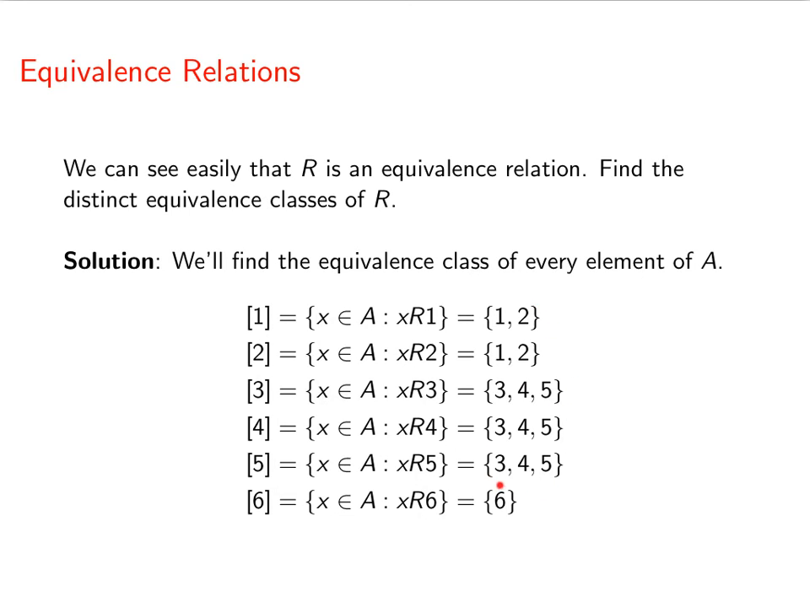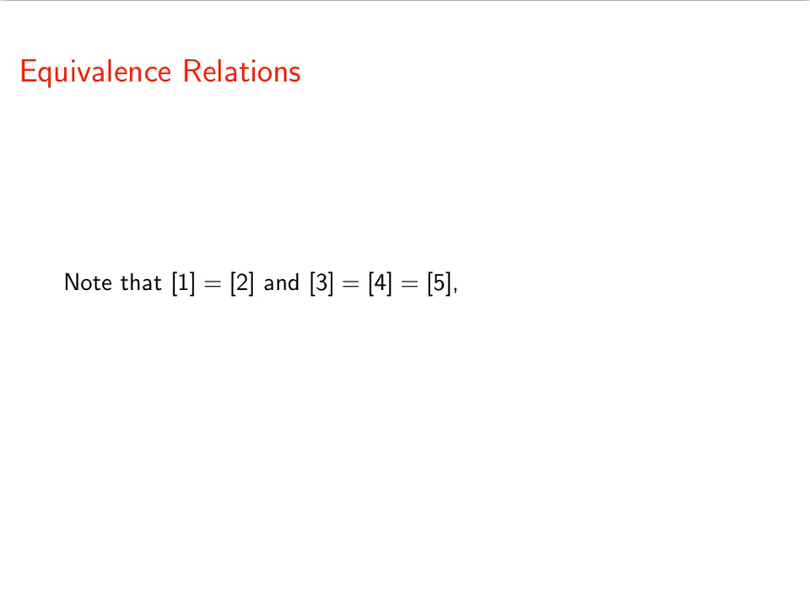So when we want to write down the distinct equivalence classes, we're only going to write down 3 things. We can see that the class of 1 is the same as the class of 2. The classes of 3, 4, and 5 are all the same.